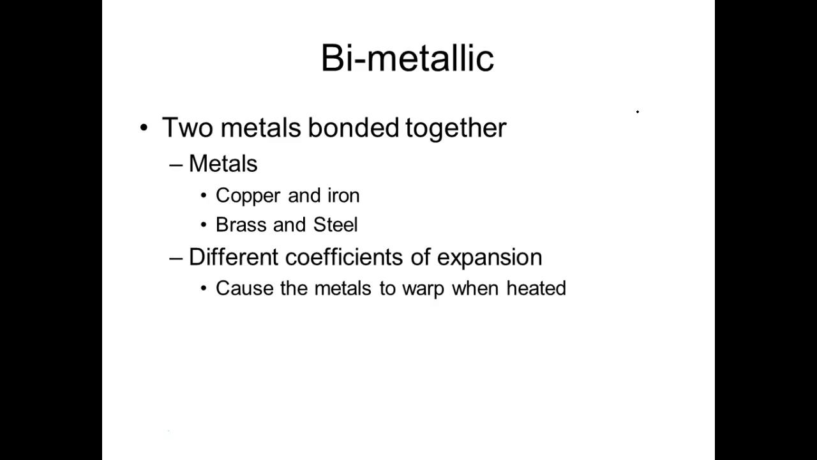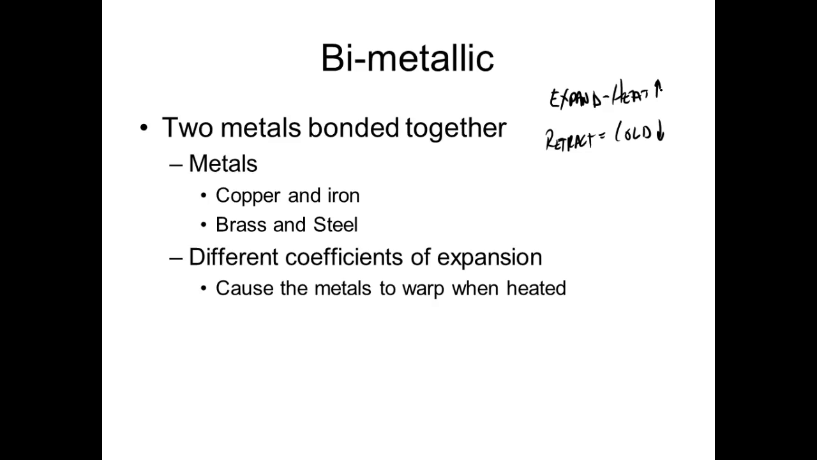So what we do with bimetallic strips, we know that metals expand. So metals expand with what? Yeah, they expand with heat. And then they retract when they move toward this. So we have what we call the coefficient of expansion. Metals expand and contract at different temperatures, at different rates, depending on what type of metal they are.